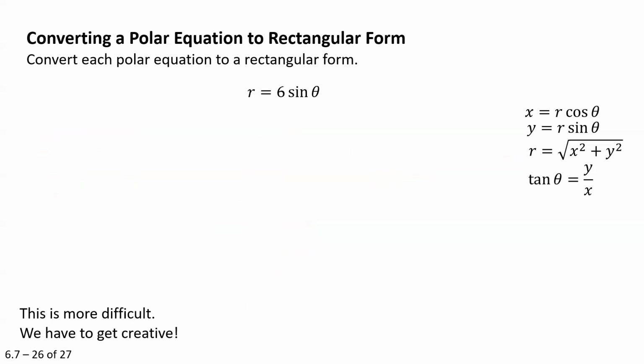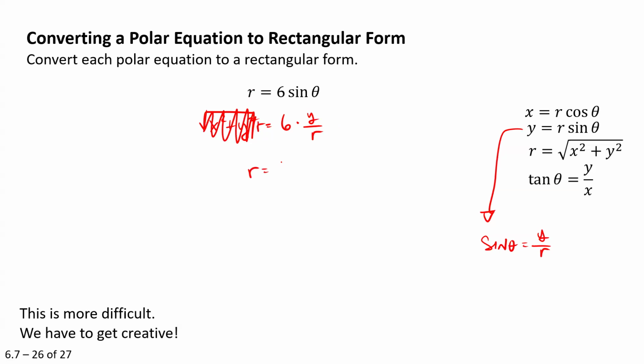Now let's go the opposite direction here. Convert each polar equation to a rectangular form. Well, I can replace the r with this. And if I solve this for just sine theta, I get sine theta is equal to y over r. And so this becomes 6 times y over r. Actually, I probably should have done this first before substituting something in for r, so let's keep this as r for a moment.